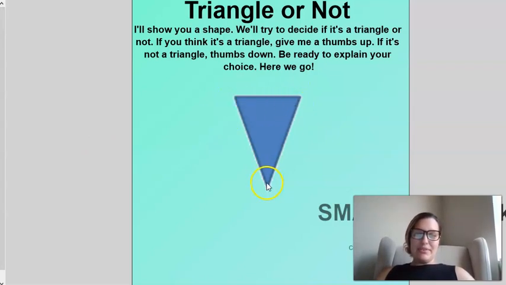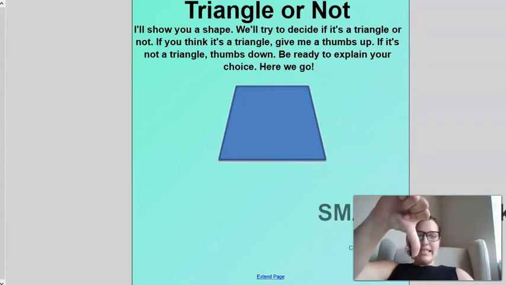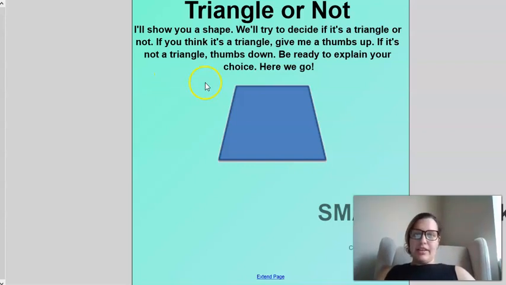1, 2, 3. Let's go to the sides. 1, 2, 3. Triangle or not? Yes or no? It is not. Very good. 1, 2, 3, 4 sides. We know a triangle has 3 sides.